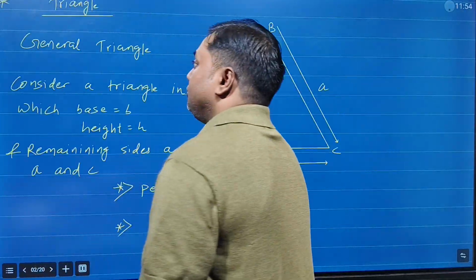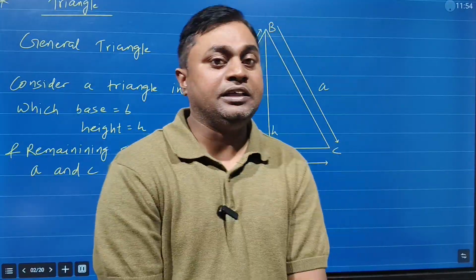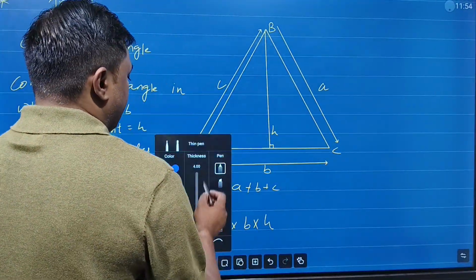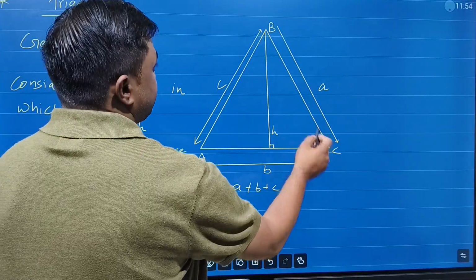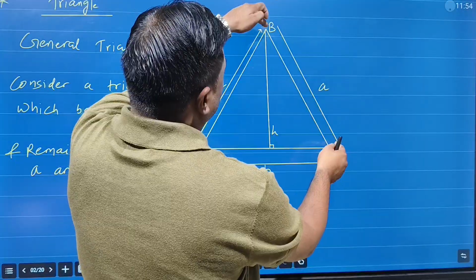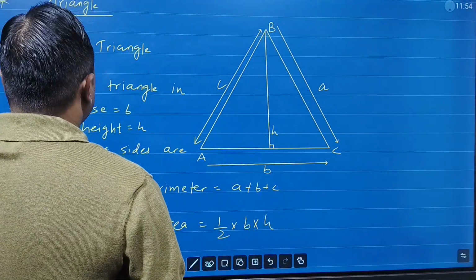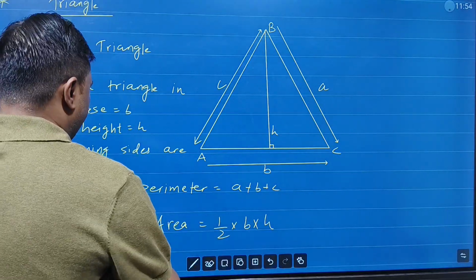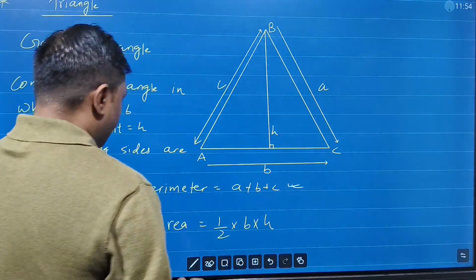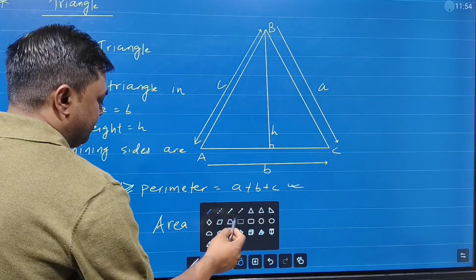Okay. Next, we talk about the triangle. As you know, what is a triangle? It is a closed figure bounded by three sides. Yes or no? So I have considered a triangle ABC. Length of AC is B, length of BC is A, and length of AB is C. So how do you find the perimeter of a triangle? Perimeter is A plus B plus C. Am I clear?